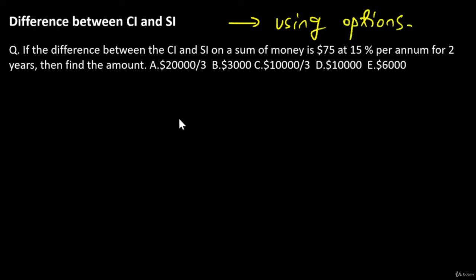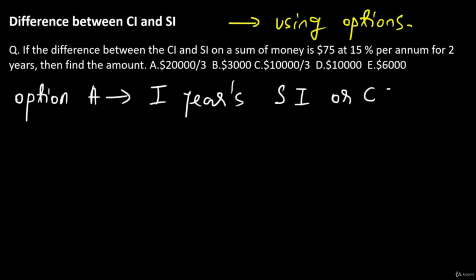Let's start with option A. Now you could start in any order. All right, so option A says that it's 20,000 by 3. All right, so let's try whether that's true or not. Now if option A is true, then first year's simple interest or compound interest would be 15% of the amount, right? Because we know that the interest for the first year is 15 by 100 into P, where P is the principal, right? So we are assuming that option A is correct. So that means P is equal to 20,000 by 3.